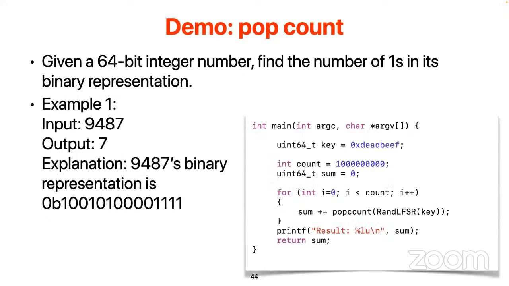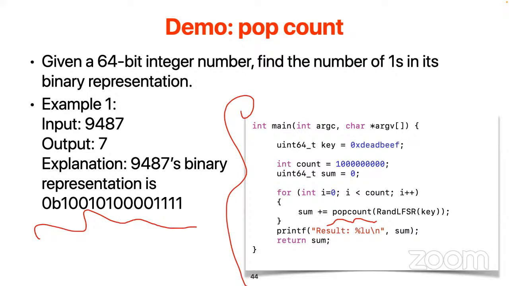And here's the format in LeetCode. Given a 64-bit integer number, find the number of ones in its binary representation. Example 1, input this number, output 7, and you can see this number's representation is this. So you will see 1, 2, 3, 4, 5, 6, 7 ones. Here's the driver code, and what you need to implement is this pop count function. The driver code gives you this amount of input numbers randomly, and we call the pop count function. So how are you going to implement this pop count function?